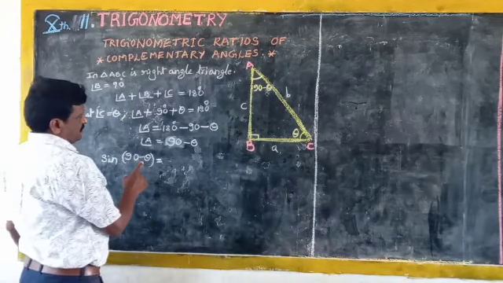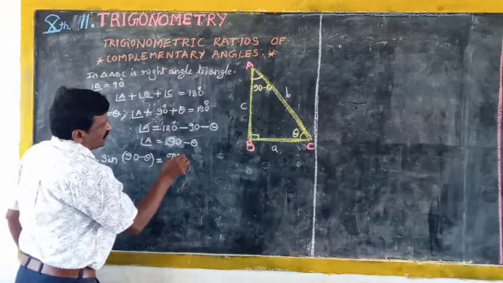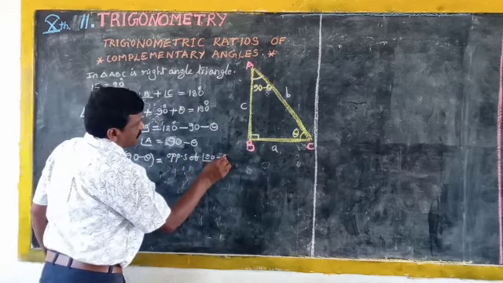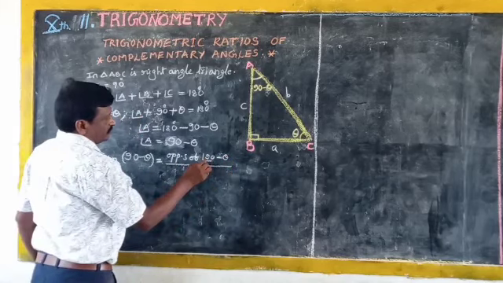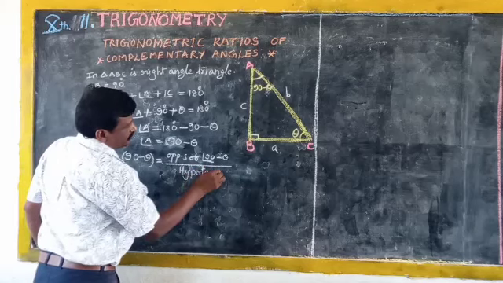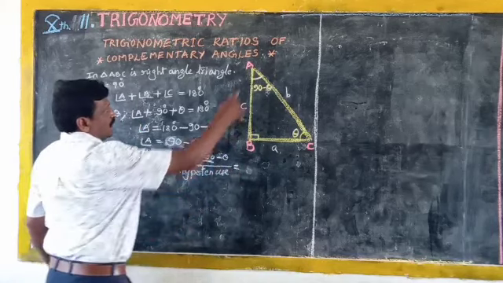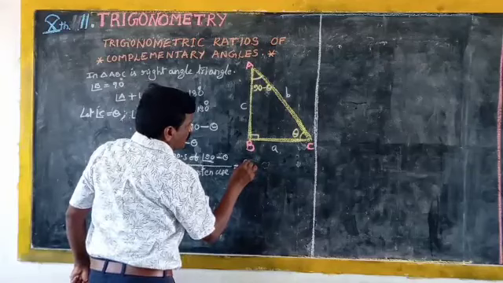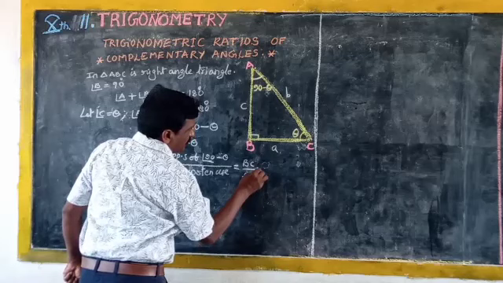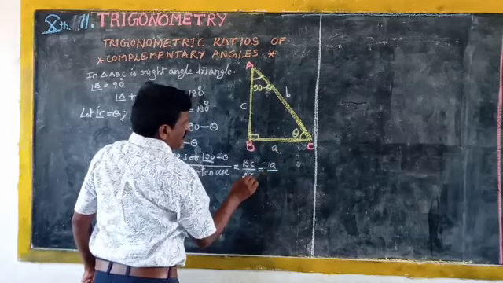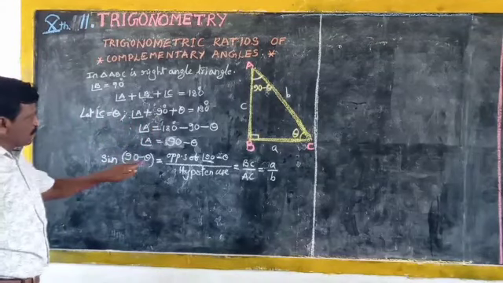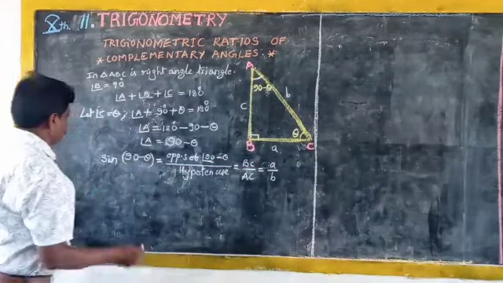Sin 90 minus theta is the opposite side of angle 90 minus theta by hypotenuse. The opposite side BC by hypotenuse AC. BC is equal to a, AC is equal to b. So sin 90 minus theta is equal to a by b.